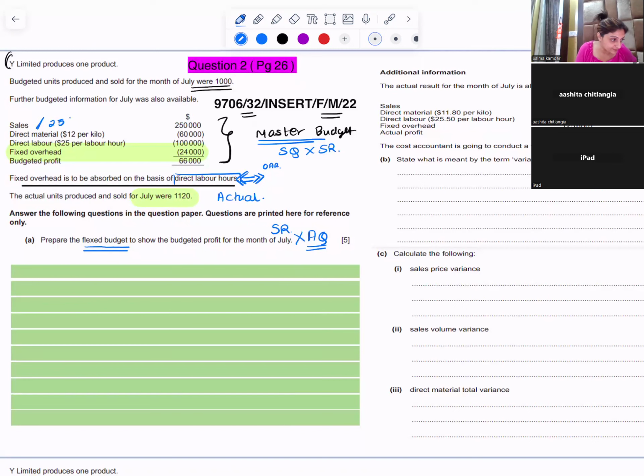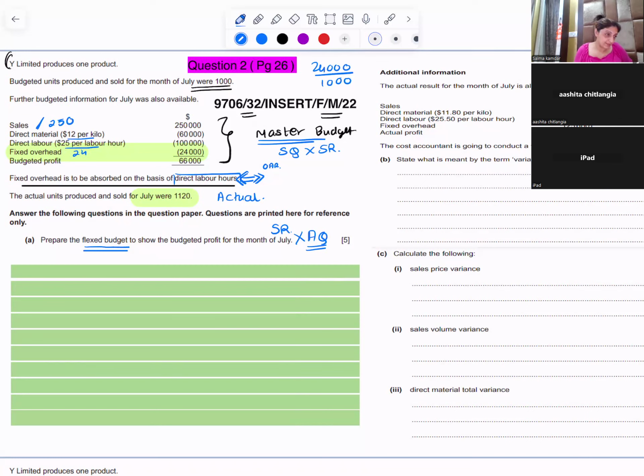250. Okay. For direct material, what is the standard rate? 12 per kilo. For direct labor, what is the standard rate? 25 per labor hour. Fixed overheads. Standard rate for fixed overheads, we have to do the absorption OAR 24,000 divided by 1,000. So fixed overheads, your standard rate is 24.